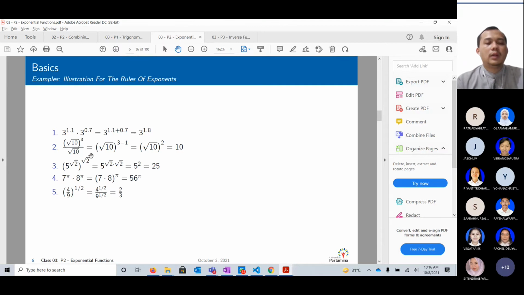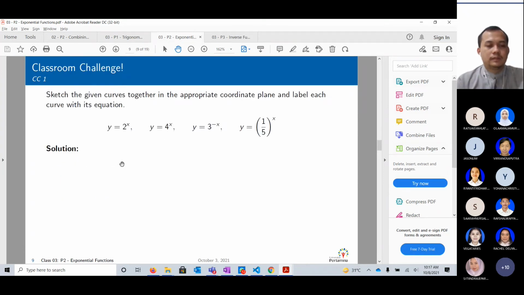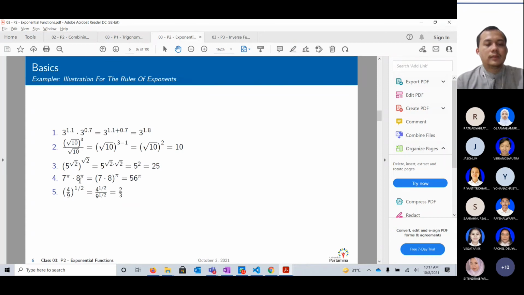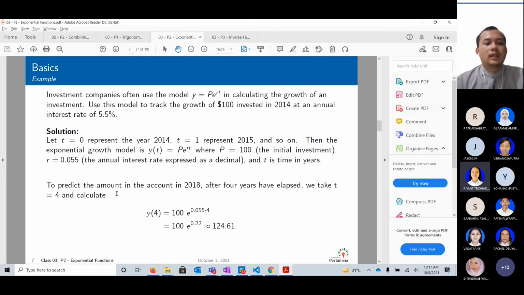And what happens if we have a power and then power it again? Then the power is multiplied. And if the base is different but the power is the same, we have this operation. And if the bases are divided and we have the same power, we also have this operation. Any questions up to this point? No, sir. No? Okay.